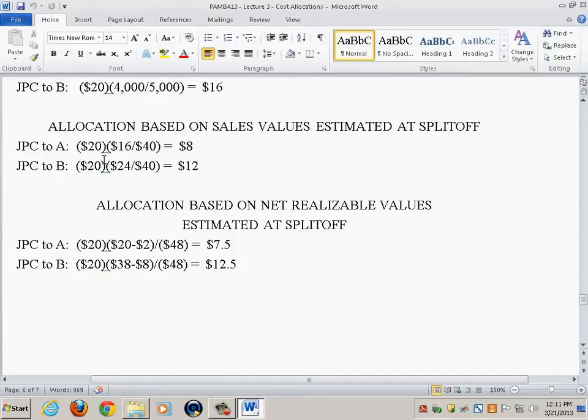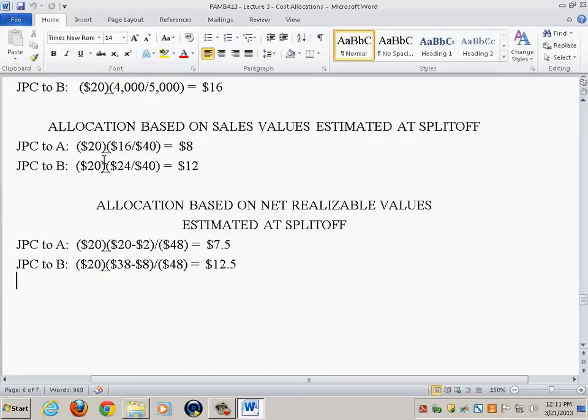These net realizable values are also pretty arbitrary, because there's no reason for us to believe that if we knew the true costs of the joint product going to A and to B, that the true costs would necessarily split in relation to the estimated net realizable value.